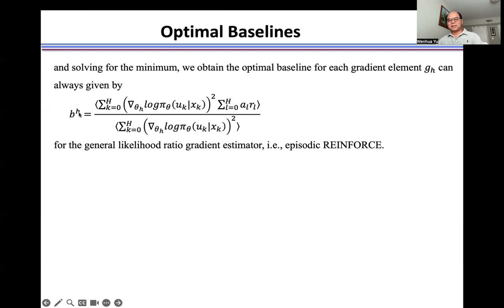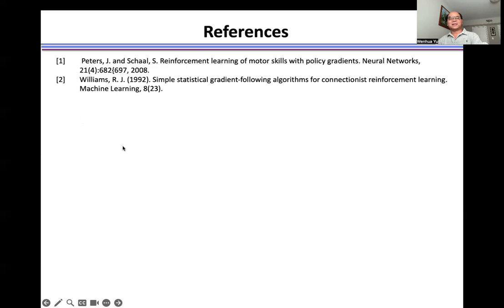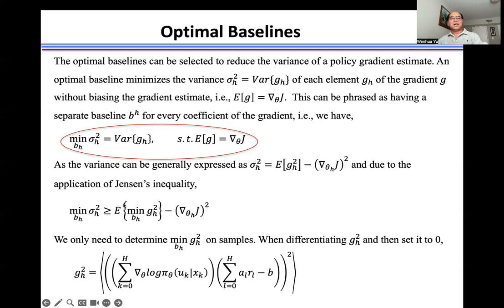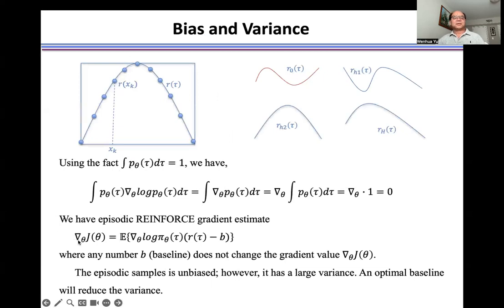We insert the b we got into the gradient calculation, and then we get an unbiased estimate with minimum variance.